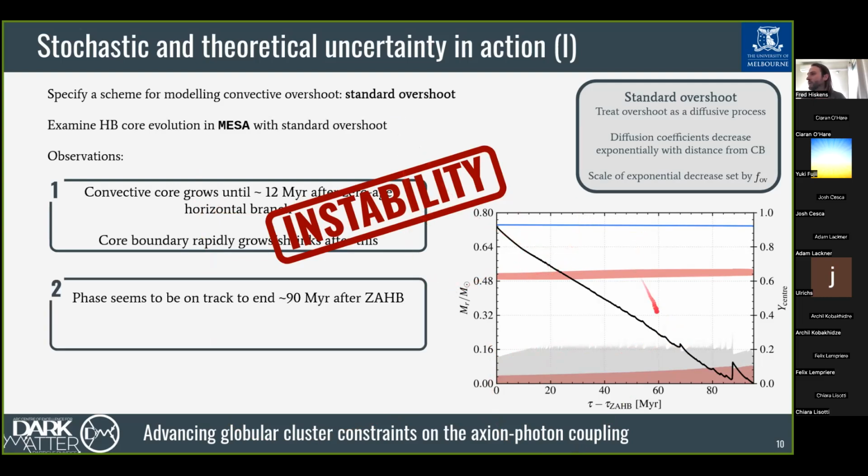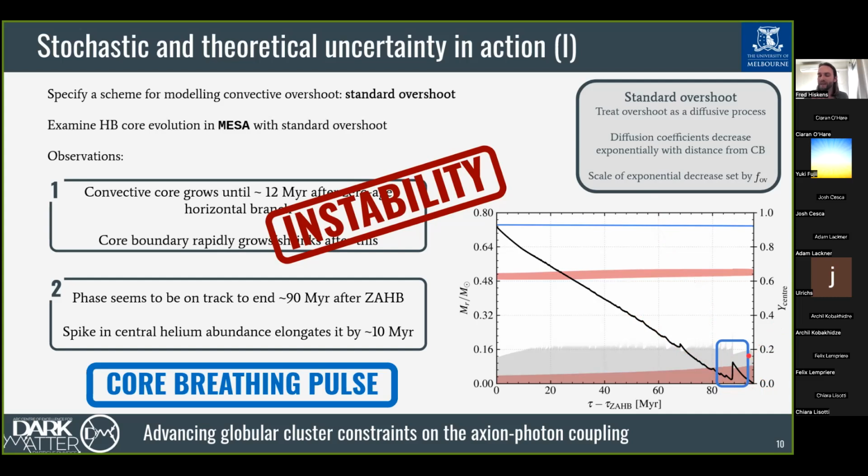The second thing I want to draw your attention to, we can see if we have a look at the central helium mass fraction. So hopefully you can see as we're going along, this thing is decreasing, punctuated occasionally by little upticks from this instability, but looks basically on track to end by about 90 mega years through the phase. However, at this point, there's this spike in the central helium abundance, which instead of resulting in the phase ending, actually extends it by about 10 mega years. So it ends up just shy of 100 mega years in length overall. So this is an example of an event called a core breathing pulse, a horizontal branch core breathing pulse. And I do want to explain what these are because it'll be important.